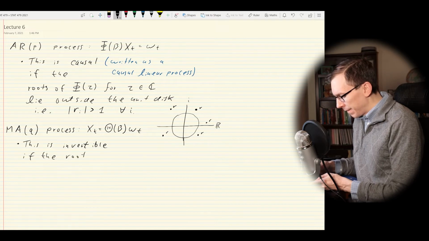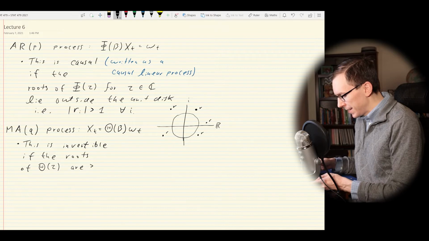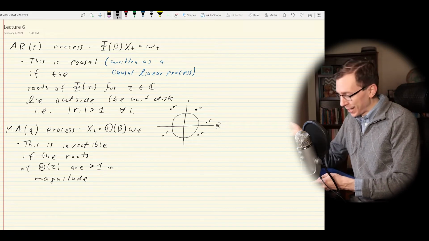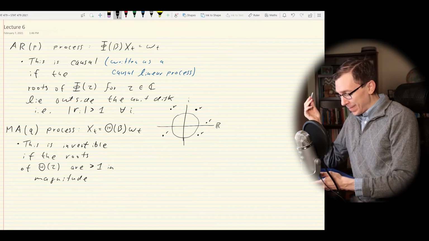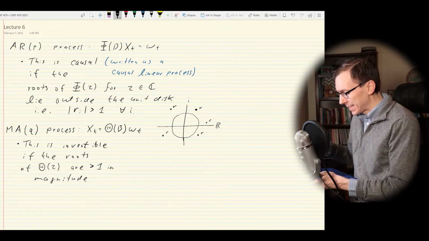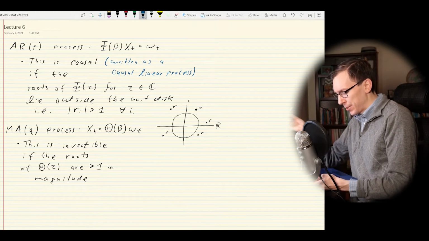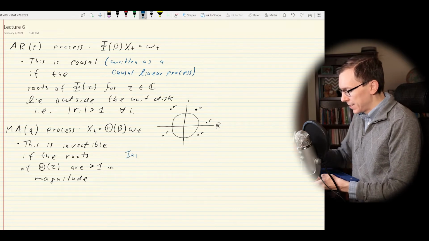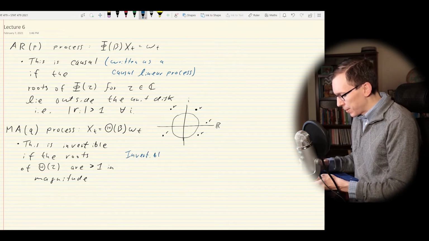if the roots of Theta evaluated at some complex number z are greater than 1 in magnitude, as we just discussed with the autoregressive process. So what we have here is really the same setup. We're saying that if the roots lie outside the unit disk, then it's invertible. So what is invertible?